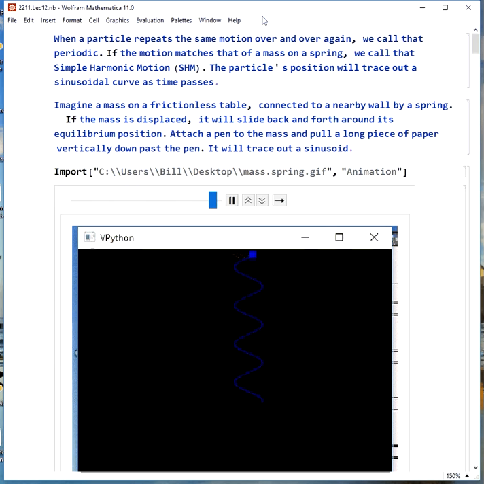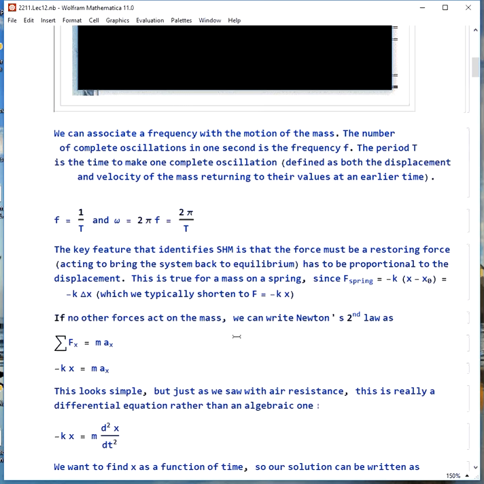If you put a pin on this mass and pulled a piece of paper up from the floor to the ceiling near the pin, you'd see it trace out a sine curve like in this animation below. We can connect the frequency with that motion. The number of complete periods, or complete oscillations, it makes in 1 second is the frequency, and the period is the time it takes to make one complete oscillation. So frequency would be measured in inverse seconds, which are also called hertz.